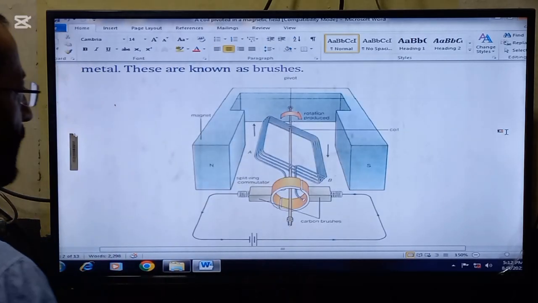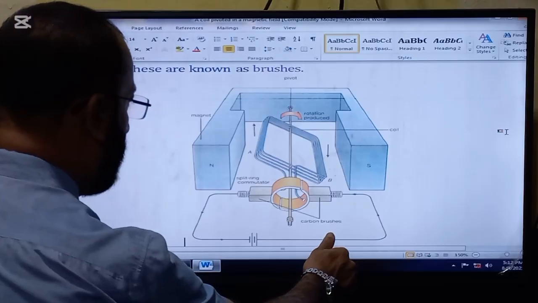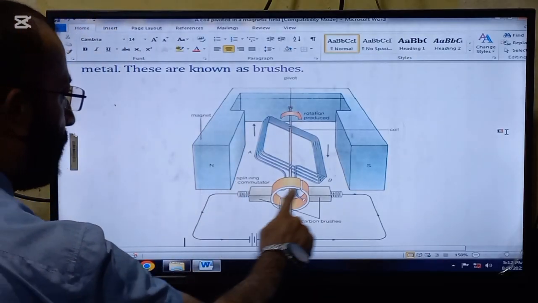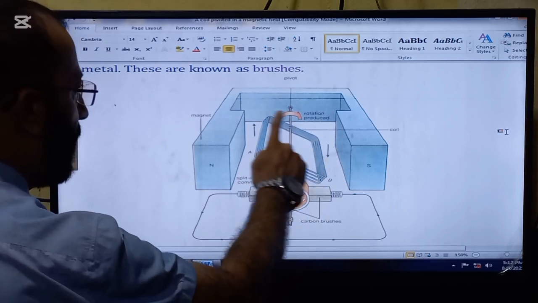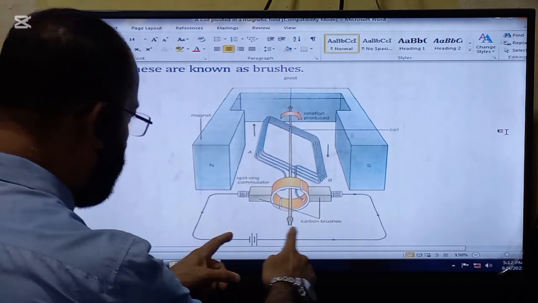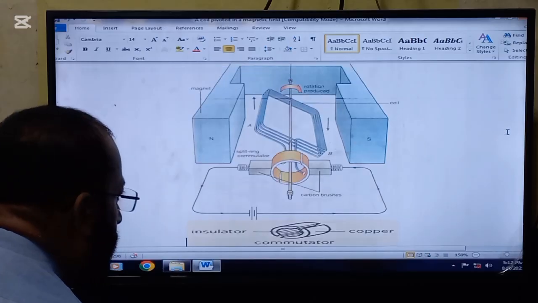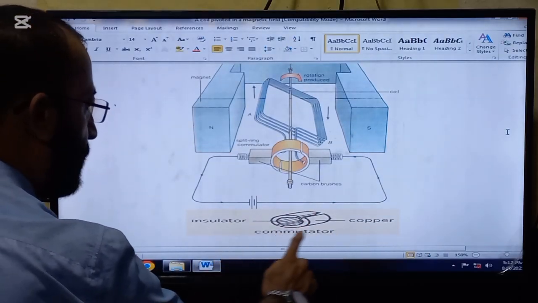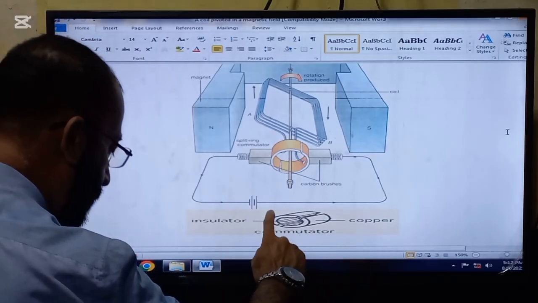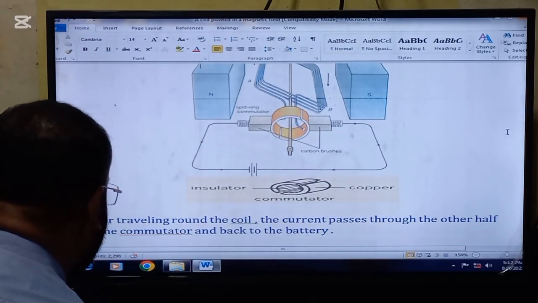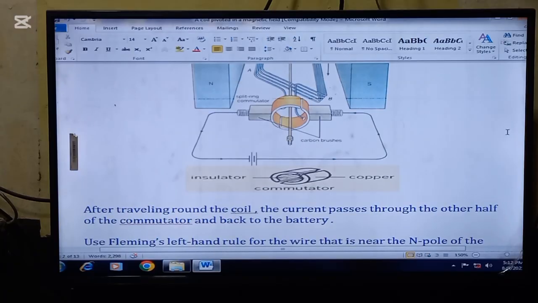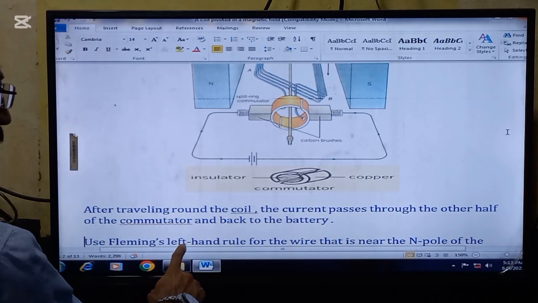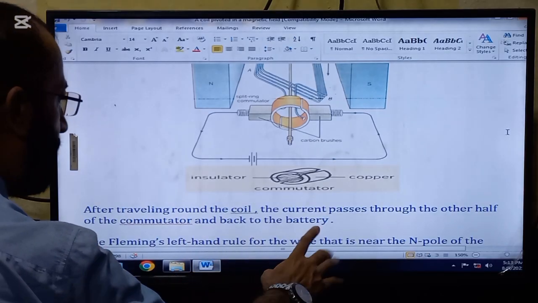And here you can see, here are the carbon brushes. This is the split ring commutator. This is the magnet, north pole and south pole, and this is the rotation which is produced due to the in and out current in the carbon brushes. Here is the commutator, here is the insulator and copper cylinders, two half cylinders are there. After travelling round the coil, the current passes through the other half of the commutator and back to the battery.